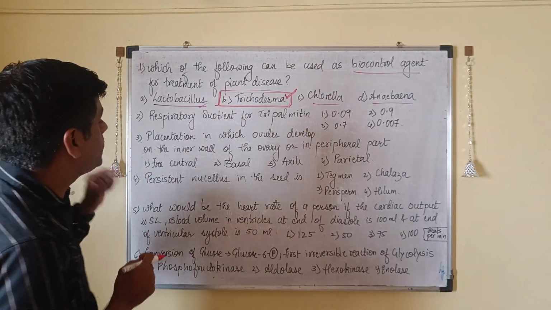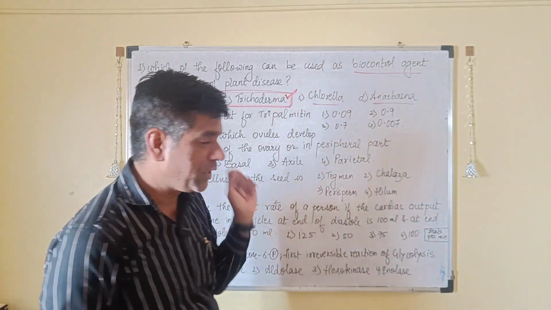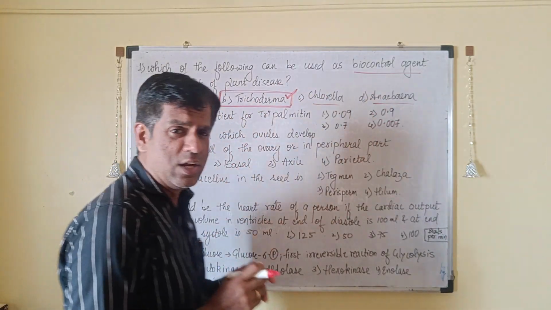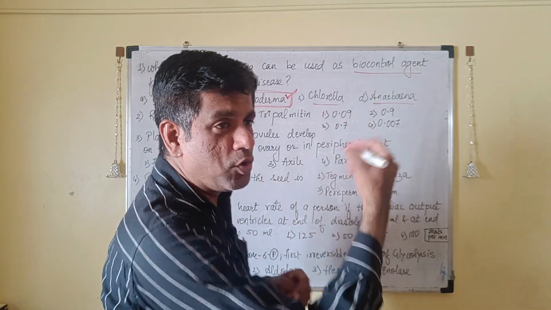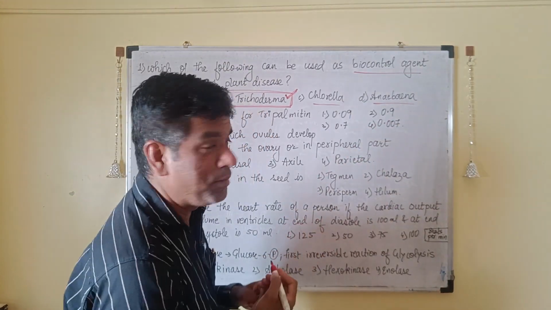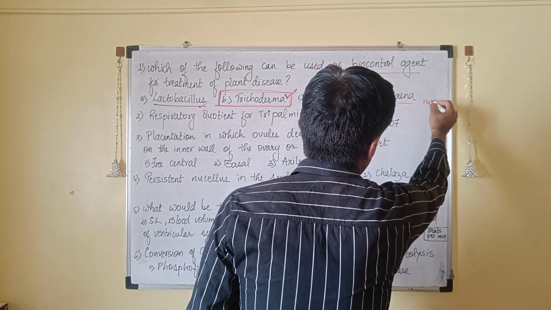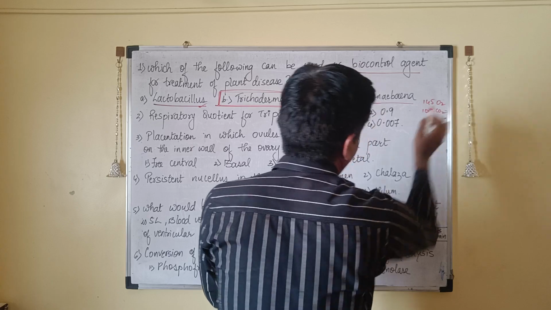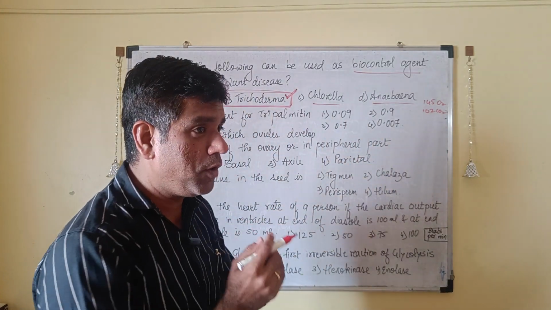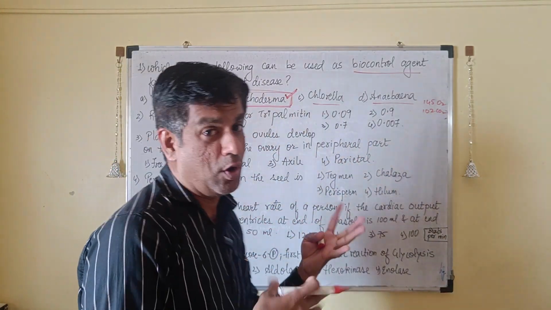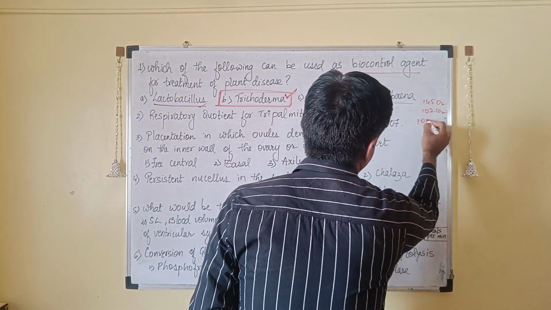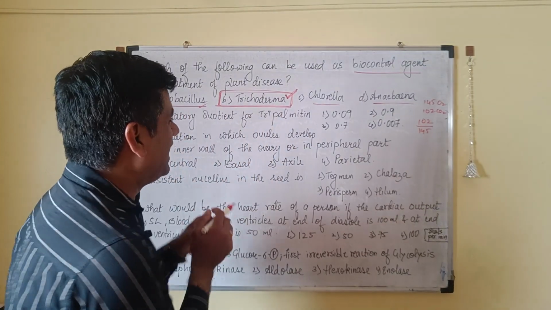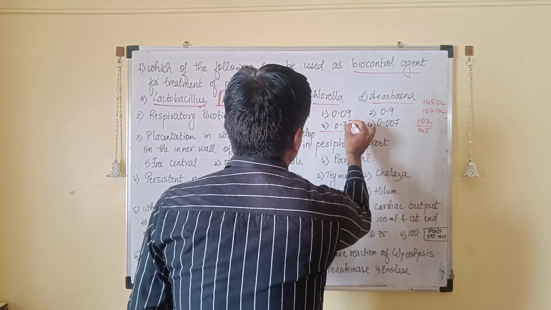Next one, the respiratory quotient for tripalmitin. Tripalmitin is a triglyceride having one glycerol and 3 fatty acids. Not going much into detail, but you have that formula in your book where tripalmitin requires around 145 oxygen, releasing around 102 CO2. So the amount of CO2 released upon the amount of oxygen consumed is 102 by 145. My mathematics is not good, but I have learned the answer. So it is 0.7.